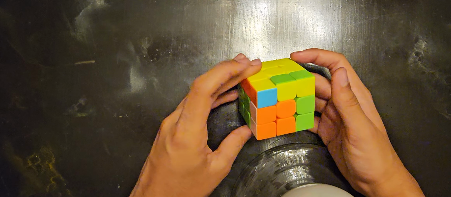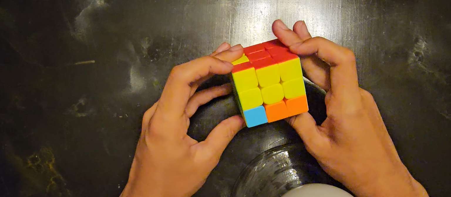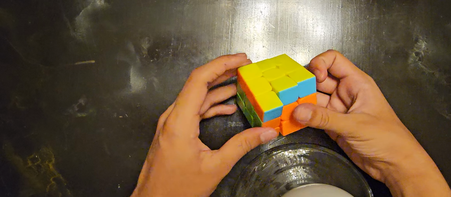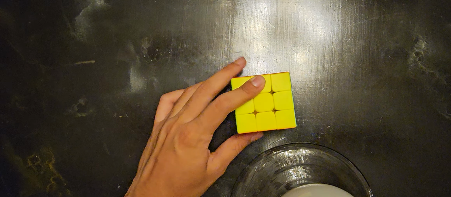and then undo those moves with F, and then you can insert it with wide R prime F wide R, or you can insert it with L prime U L. That's it for the fourth case. Let's get into the final two cases of my video.